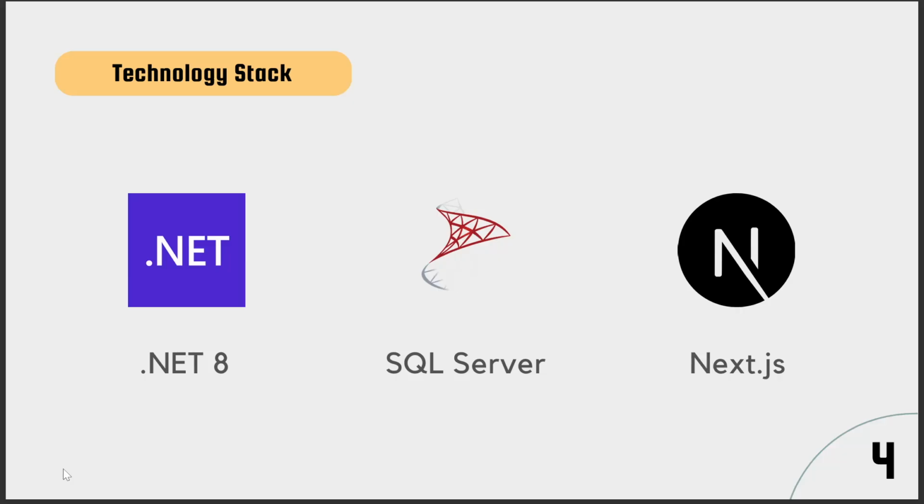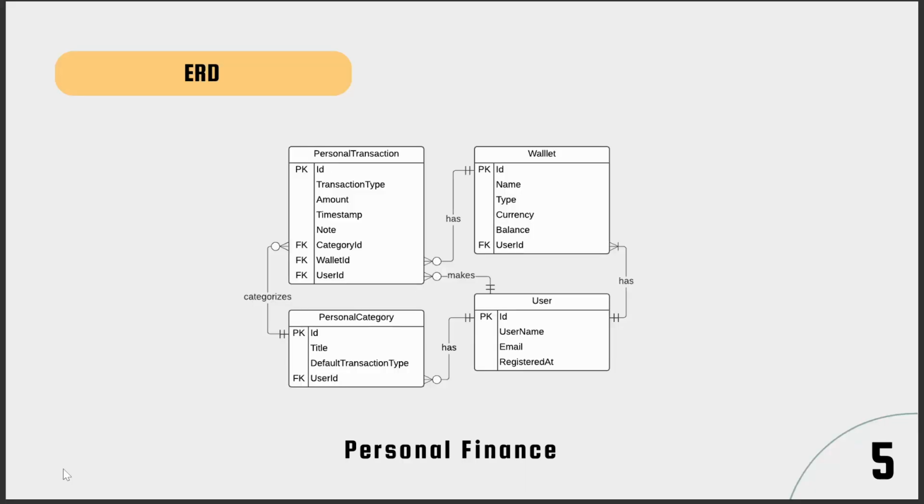We have built our API using .NET 8 and Microsoft SQL Server, and our client side application using Next.js. At first we will see the entities related to the functionalities of personal finance management. A user can have multiple wallets, multiple categories, and multiple transactions. Each transaction is related to a single category and a single wallet.